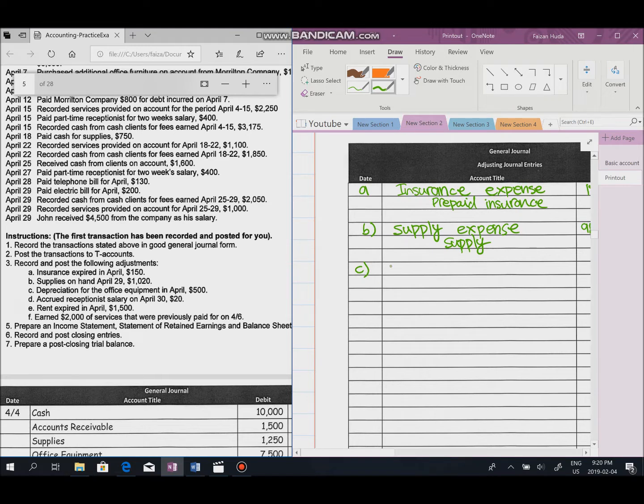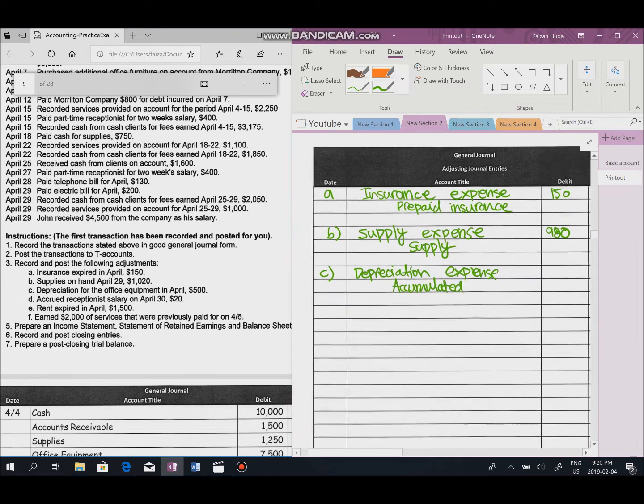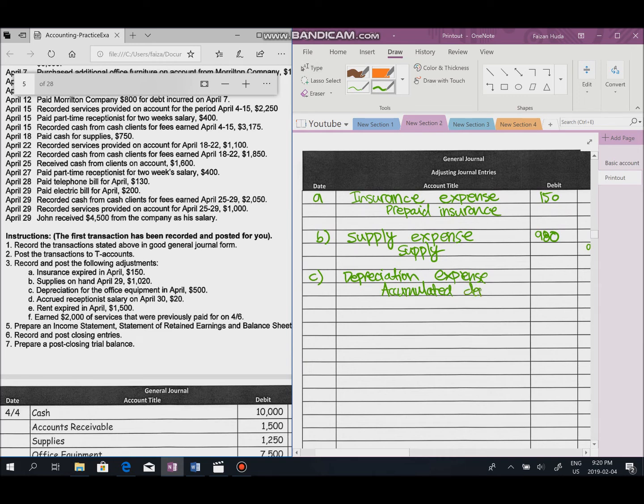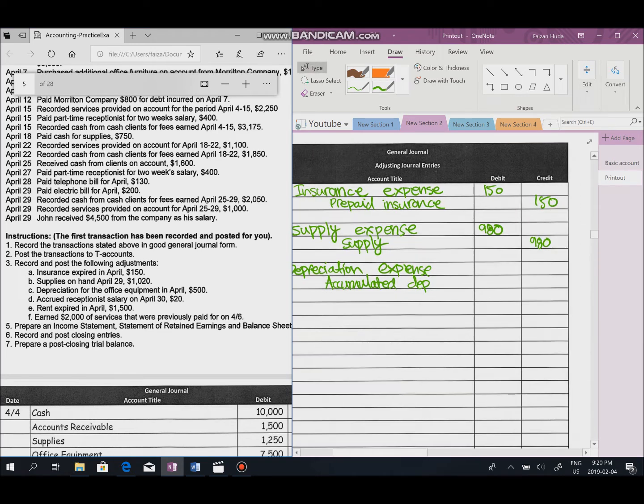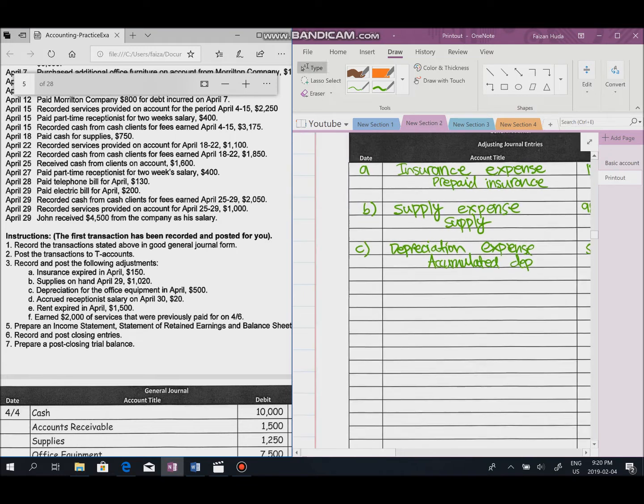So depreciation expense goes up. Expense. And then accumulated depreciation. You accumulated this depreciation on your equipment. Just for time's sake, since I don't have space, I'm just going to write the short form. But on the exam, make sure you write everything fully to get full marks. So it would be 500 each.